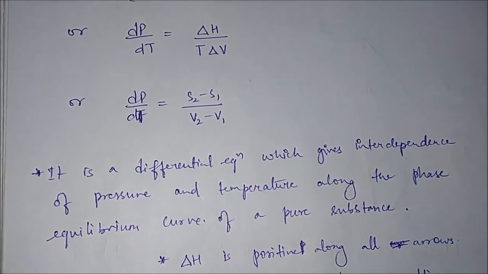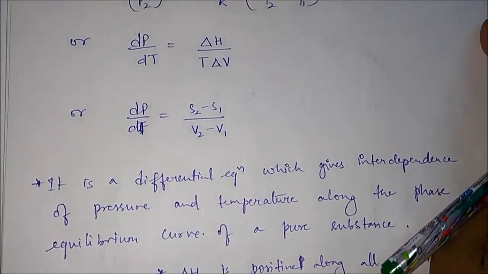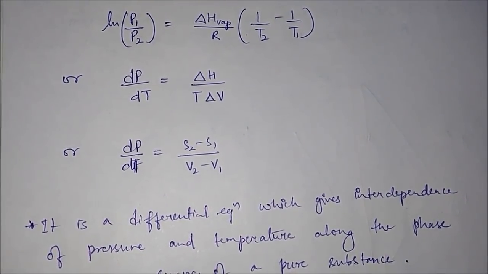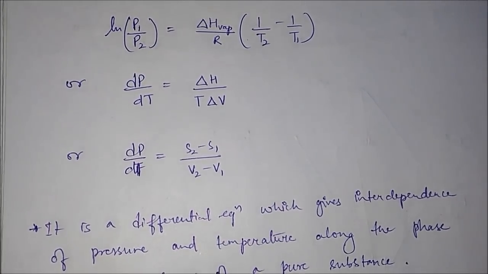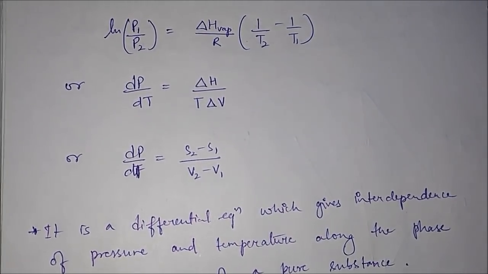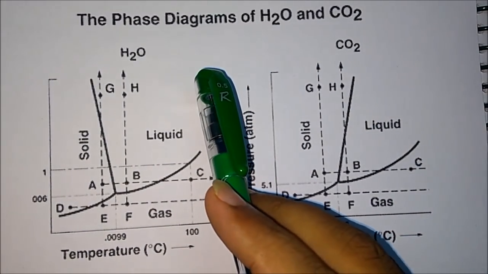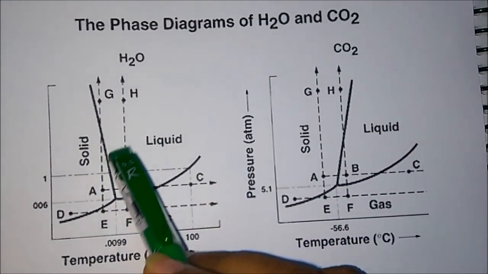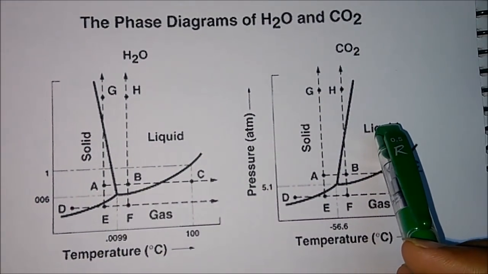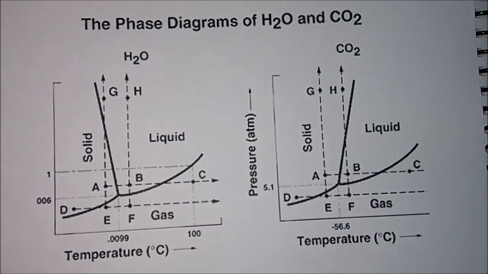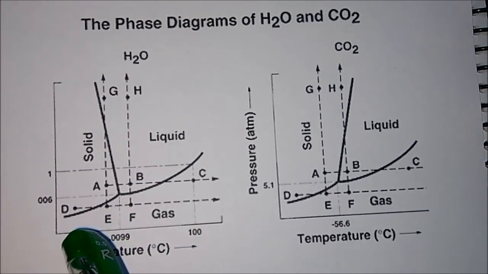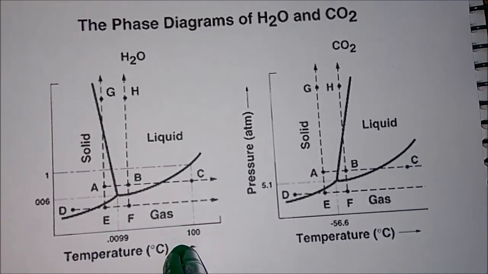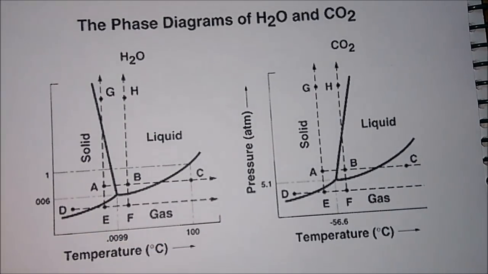I'll start with the phase equilibrium diagrams of water and carbon dioxide, which are very essential to understand, because questions are basically asked from there only. Here is the phase diagram of water and carbon dioxide. This is for water and this one is for carbon dioxide. I have just printed it from Google so that I can explain it to you guys. In both phase diagrams, on the x-axis temperature has been plotted, and on the y-axis we have pressure.